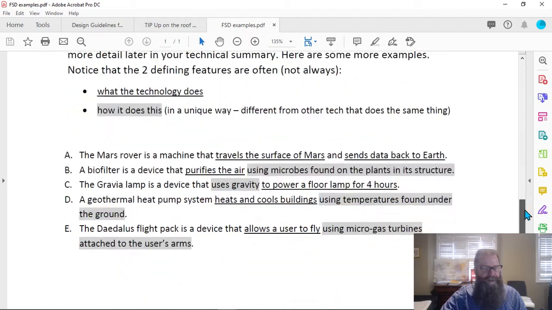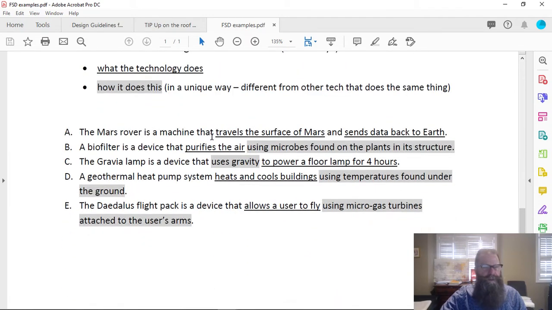Okay, so here are some examples. A Mars rover is a machine that travels the surface of Mars, that's what it does, and sends data back to Earth. In this case, I didn't have two different ones. I didn't have how it does it. I did two things that it does. But all the others show what the technology does, I've underlined it, and I've highlighted how it does it. Biofilter is a device that purifies the air. How? Using microbes found on plants. The Gravia lamp is a device that uses gravity to do what? Power a floor lamp for 4 hours.